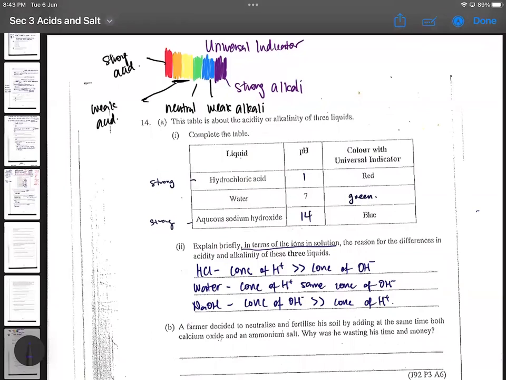Okay, I'll give you all a minute to jot this down. Then look at part B. Part B is based on this reaction. This was one of the equations that you all wrote the other time.